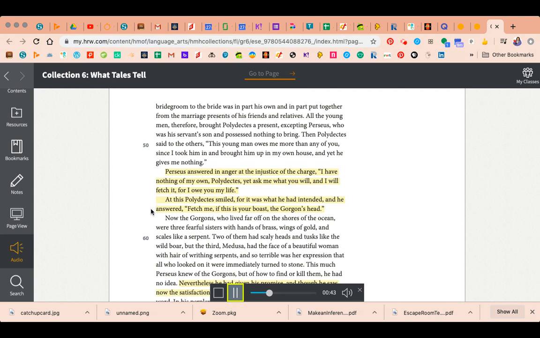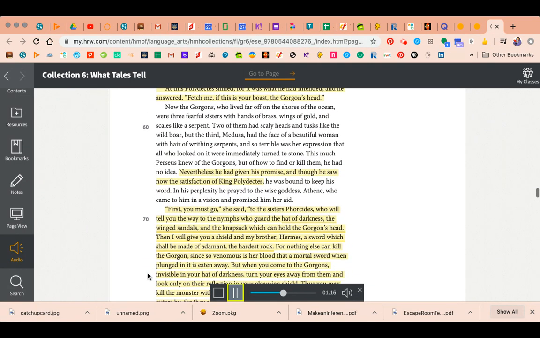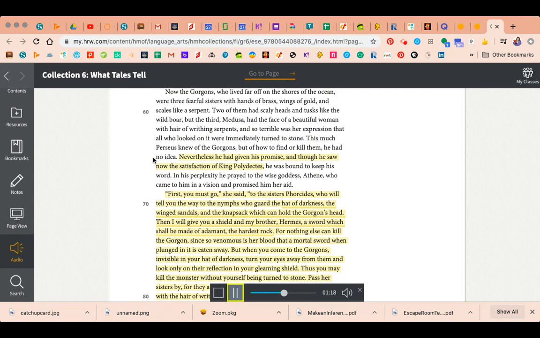Now the Gorgons, who lived far off on the shores of the ocean, were three fearful sisters with hands of brass, wings of gold, and scales like a serpent. Two of them had scaly heads and tusks like the wild boar, but the third, Medusa, had the face of a beautiful woman with hair of writhing serpents, and so terrible was her expression that all who looked on it were immediately turned to stone. This much Perseus knew of the Gorgons, but of how to find or kill them he had no idea.